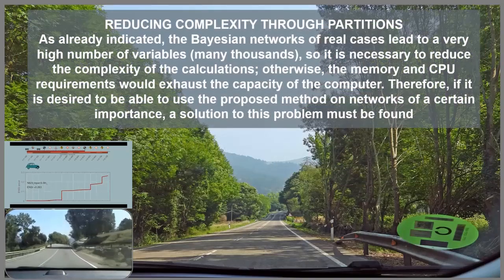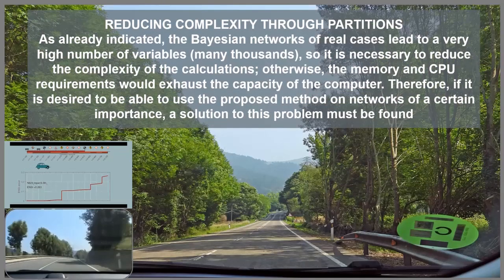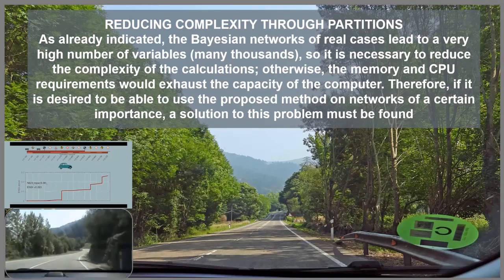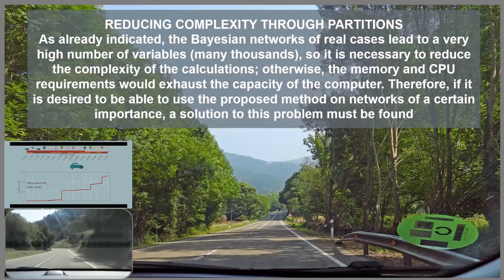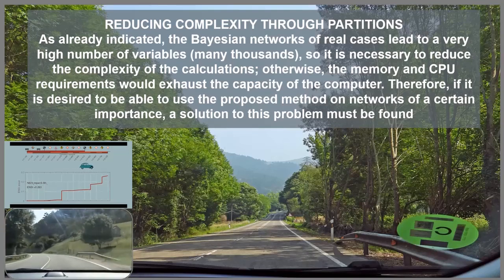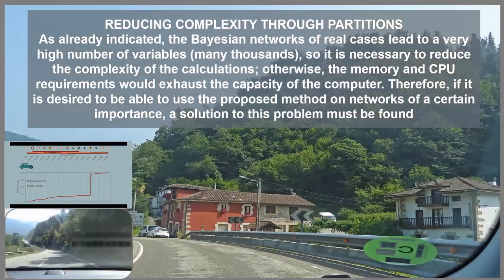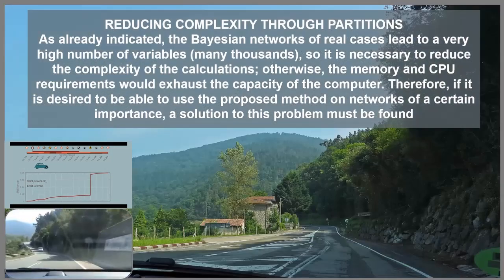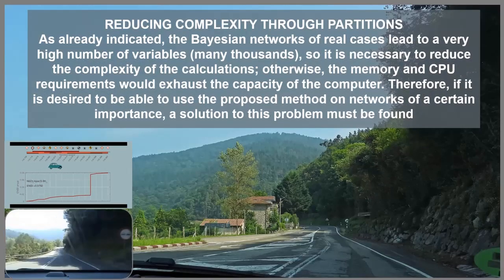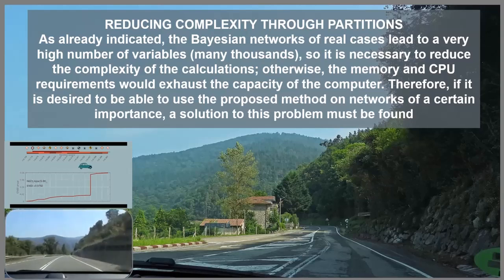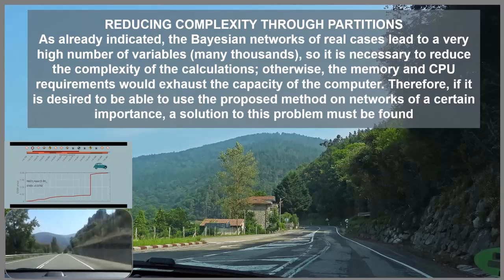Reducing complexity through partitions. As already indicated, the Bayesian networks of real cases lead to a very high number of variables, many thousands, so it is necessary to reduce the complexity of the calculations. Otherwise, the memory and CPU requirements would exhaust the capacity of the computer. Therefore, if it is desired to be able to use the proposed method on networks of a certain importance, a solution to this problem must be found.